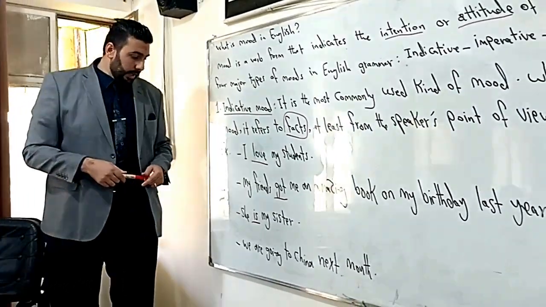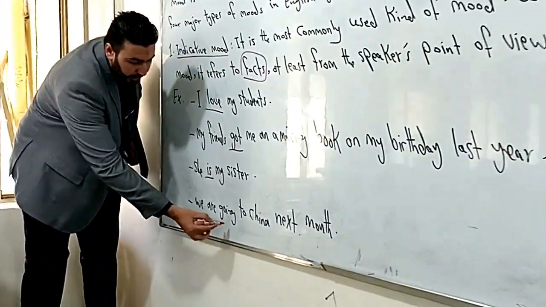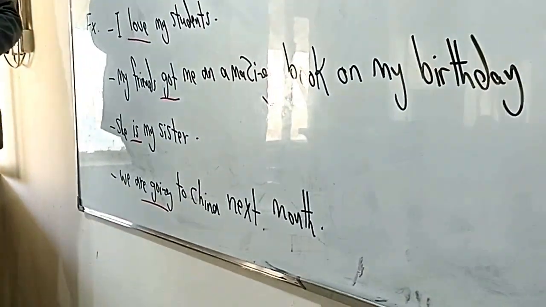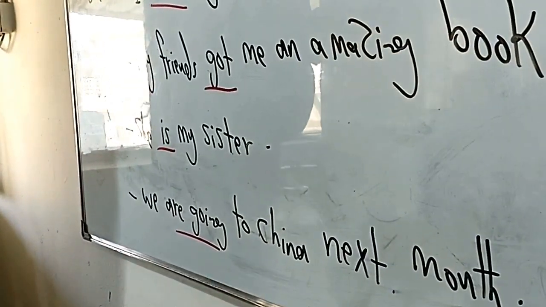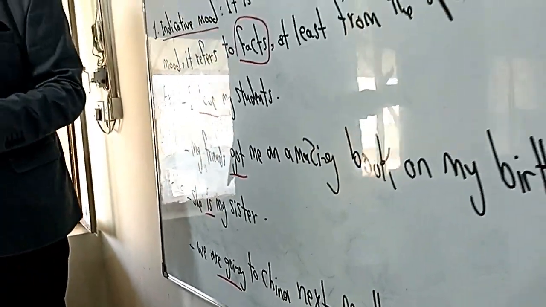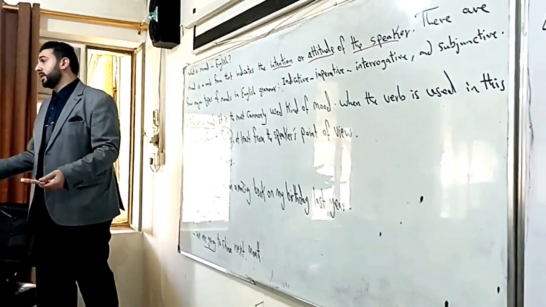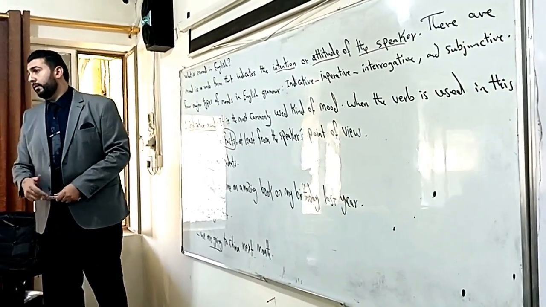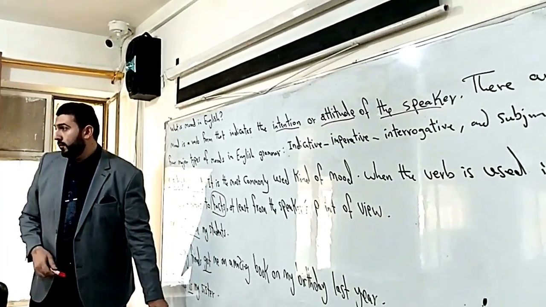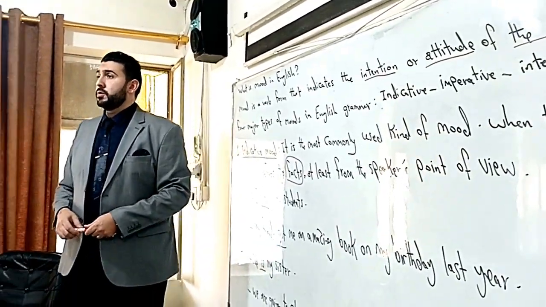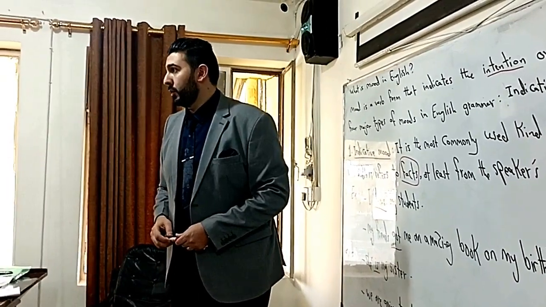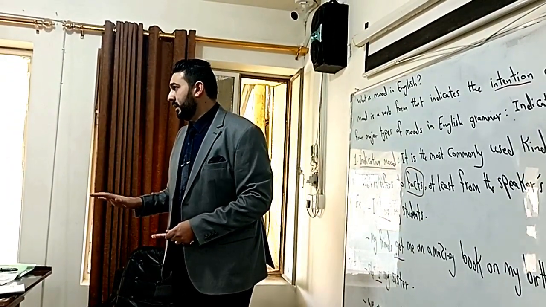Okay? And we have, we are going to China next month. Okay, so we are planning to go to China. This is a fact, and the mood of this verb phrase, are going, is the indicative mood. Is it clear for you guys?